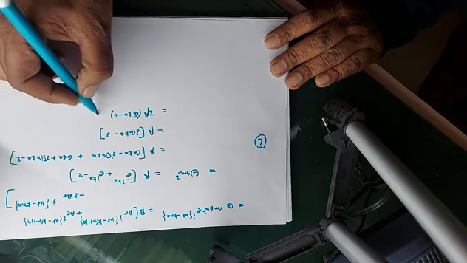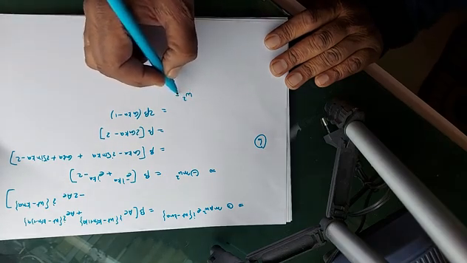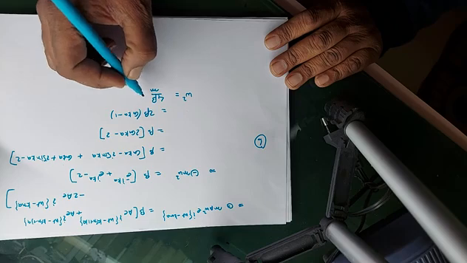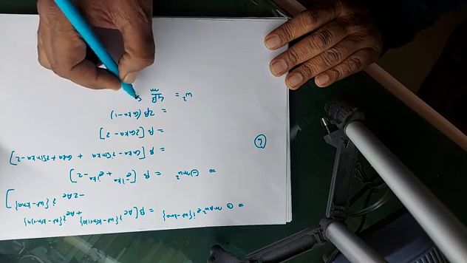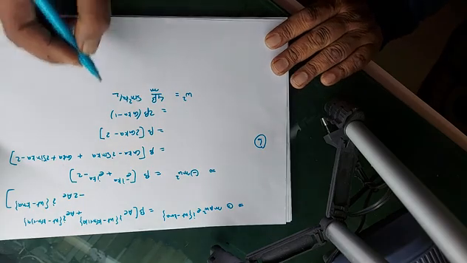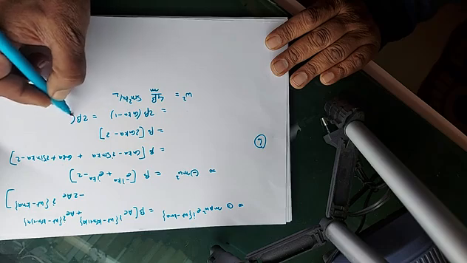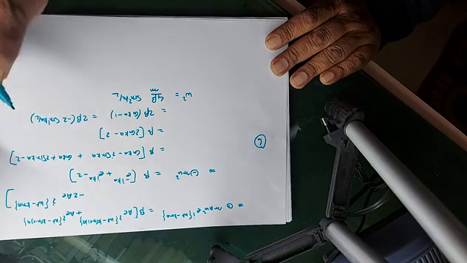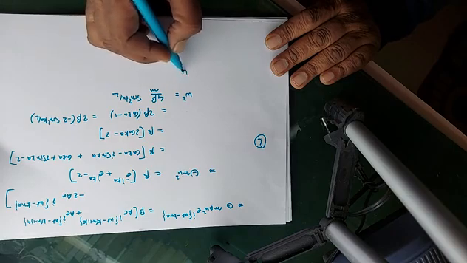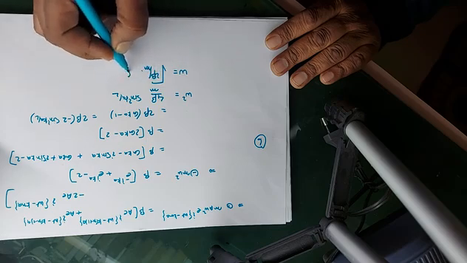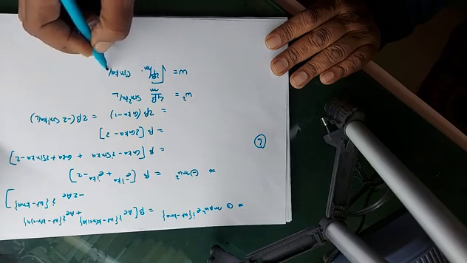Or this you can write omega square is equal to 4 beta by m sin square ka by 2. So omega is root over 4 beta by m sin ka by 2.